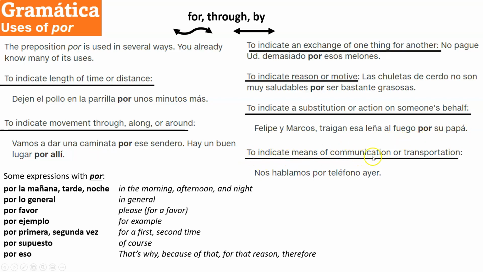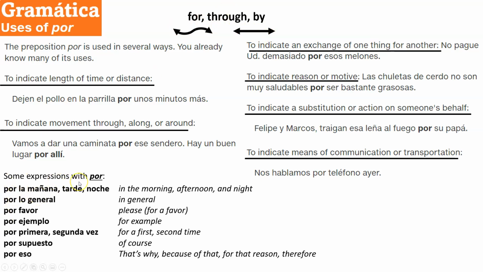And to indicate means of communication or transportation. Nos hablamos por teléfono ayer. We talked through phone yesterday, or by phone. So again, for, through, and by, right? Where you're saying you're going through something, for something, or in exchange of someone else, or for something else.